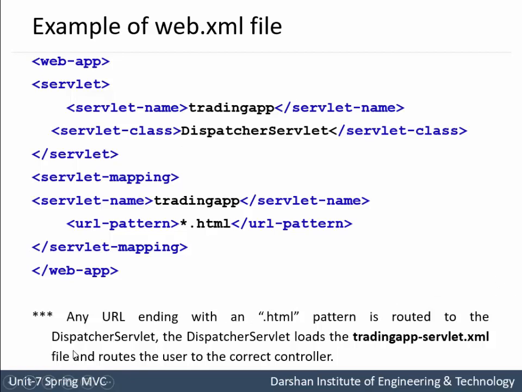So here we have mapped URLs ending with .html to the DispatcherServlet, and the DispatcherServlet will load the trading app servlet.xml file and route the user to the correct controller. So with the help of the web.xml file in Spring MVC, we can route the user to a correct controller through the DispatcherServlet.